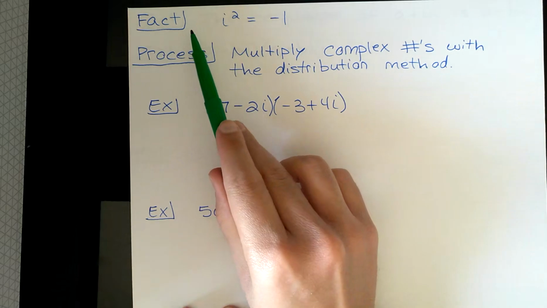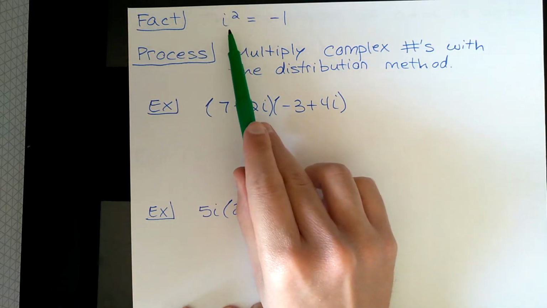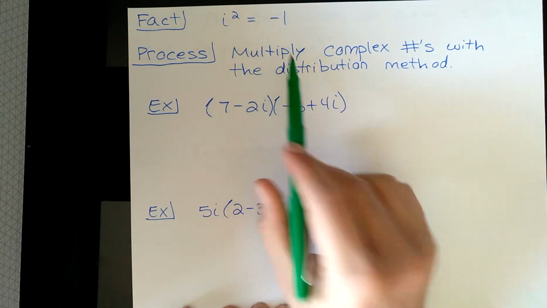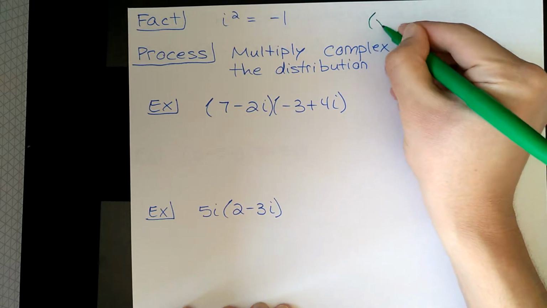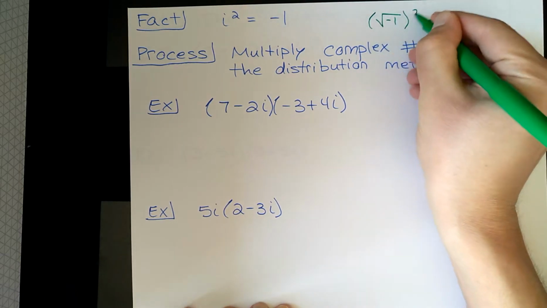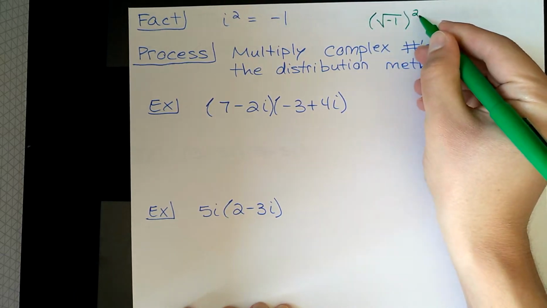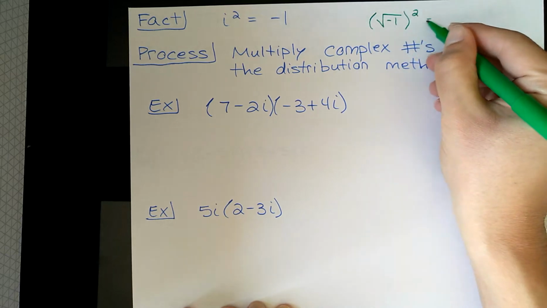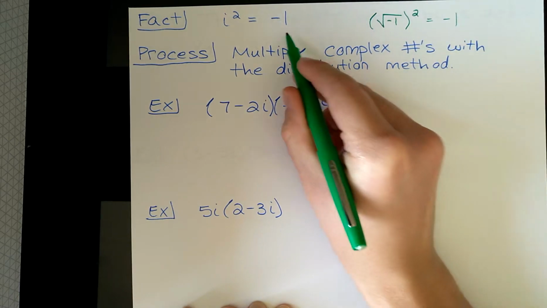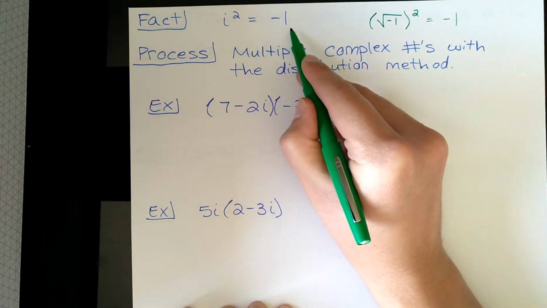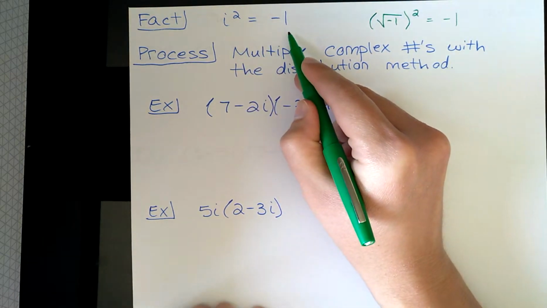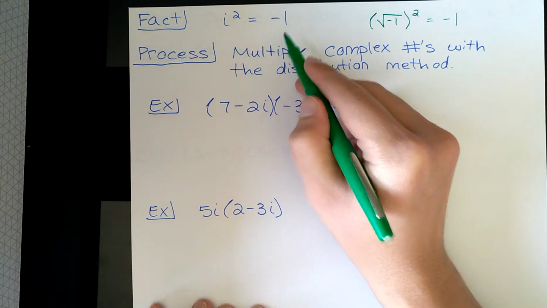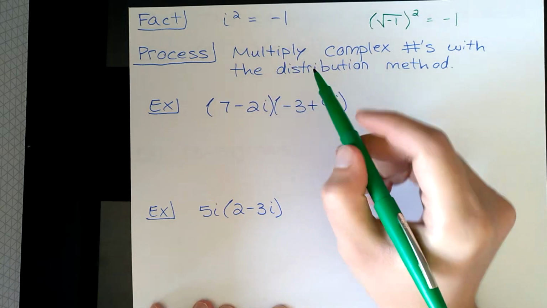So the first thing we need to do is introduce a fact that says i squared. What you get when you square the square root of negative 1, well, the square root and the square cancel off, leaving you with just negative 1. So i squared is negative 1. Whenever that comes up in your problem, you just change it to a negative 1.